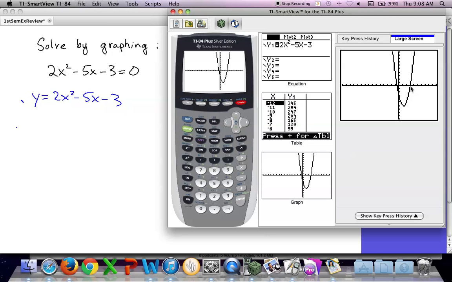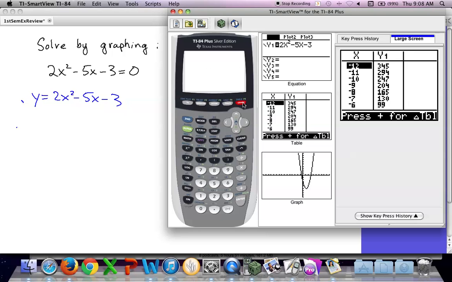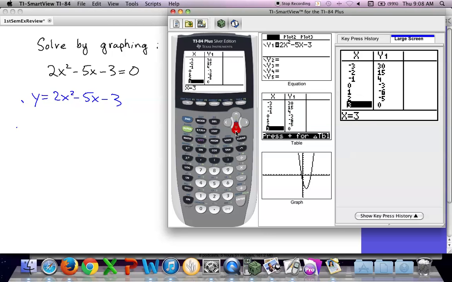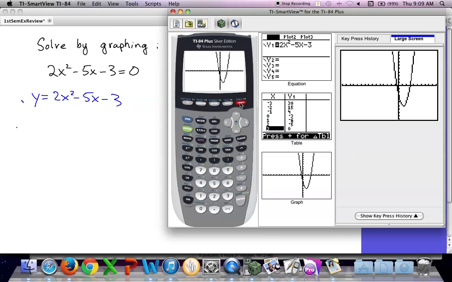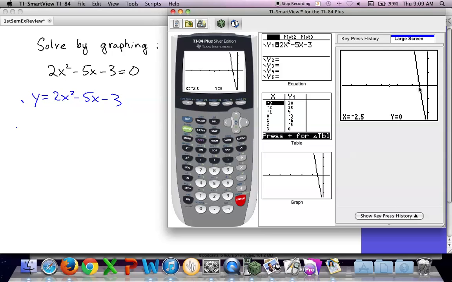The one that's there looks like it's probably at 3, and you can go to your table of values and go to 3 and see if you see y equals 0. Yes, so that was one of our answers. The other answer looks like it's between 0 and negative 1. You could try to zoom in on it. Graph, Zoom 2. And it does look like it's at a half right there.